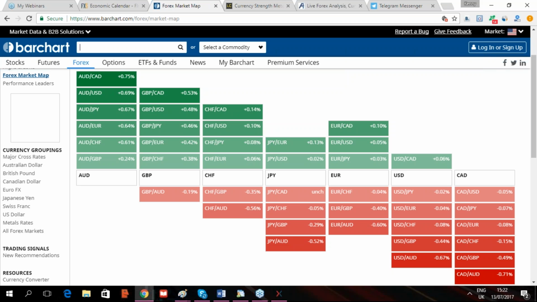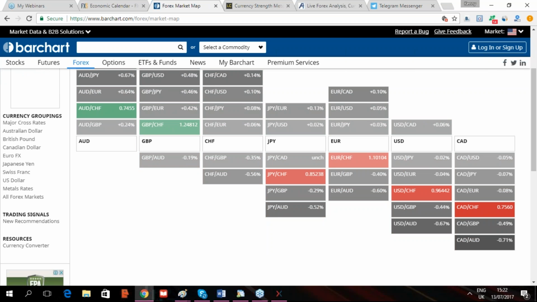So you've got AUD, GBP, CHF, and these are the top 3 strong ones. What about the top 3 weak ones? You've got the top 3 weak ones here: CAD, USD, Euro. So I write that down as well. CAD, USD, okay, and the Euro.